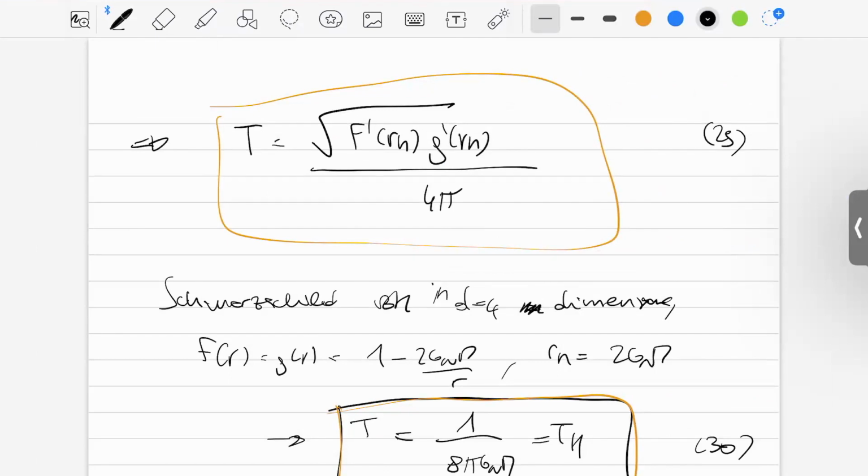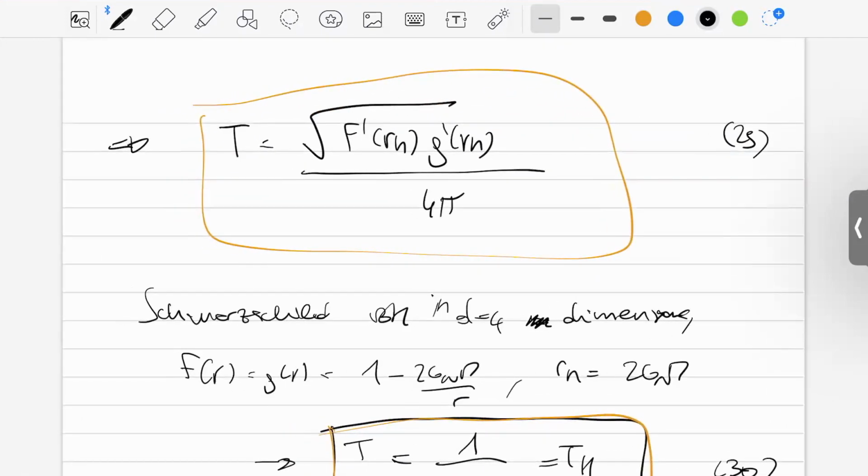So in particular, if we focus on d equals 4, so in 4 dimensions, and for a Schwarzschild where f and g are known, so they are this expression 1 minus 2Gm divided by r, then it's easy to see from the formula, then it's easy to get that. So this is the original formula which was found by Hawking in his paper. He used different methods for that, but we follow this other way to find that. So this is the temperature of a Schwarzschild black hole.